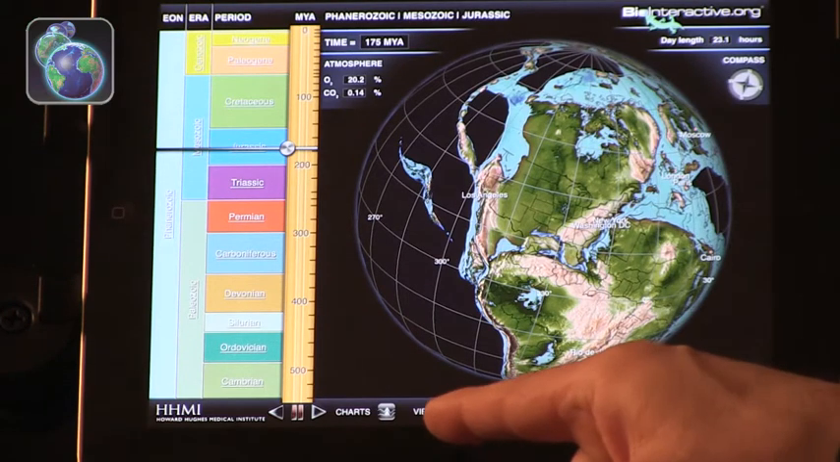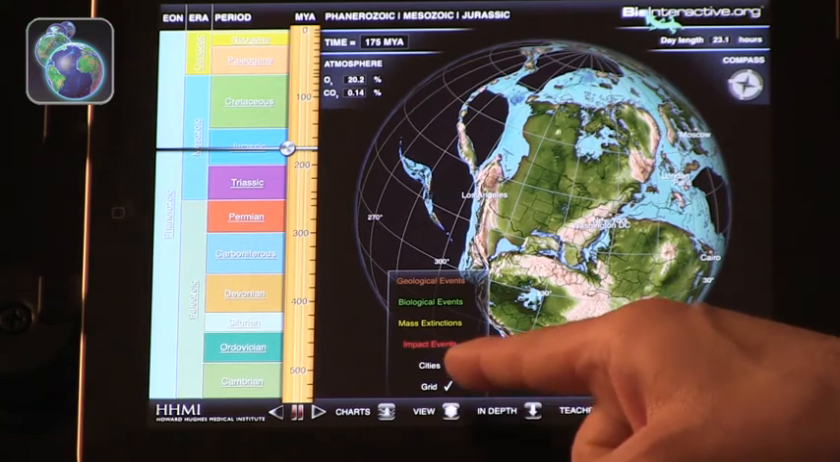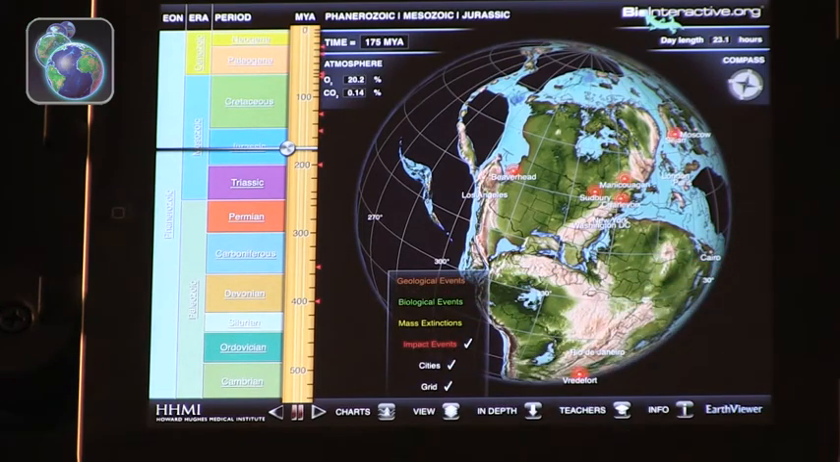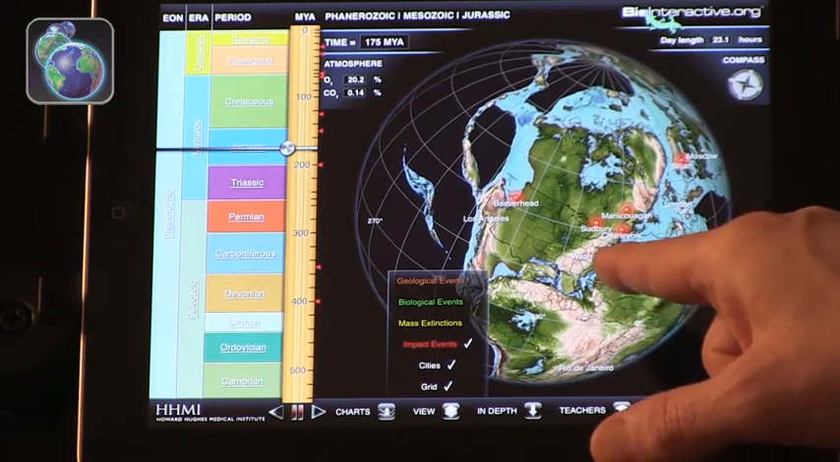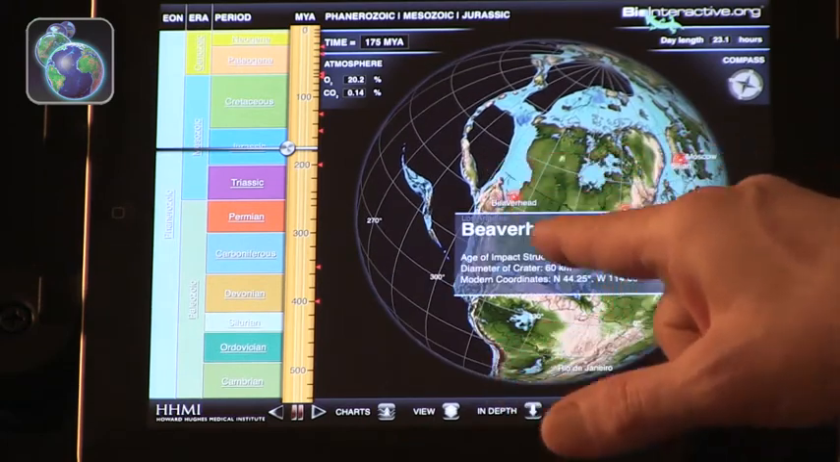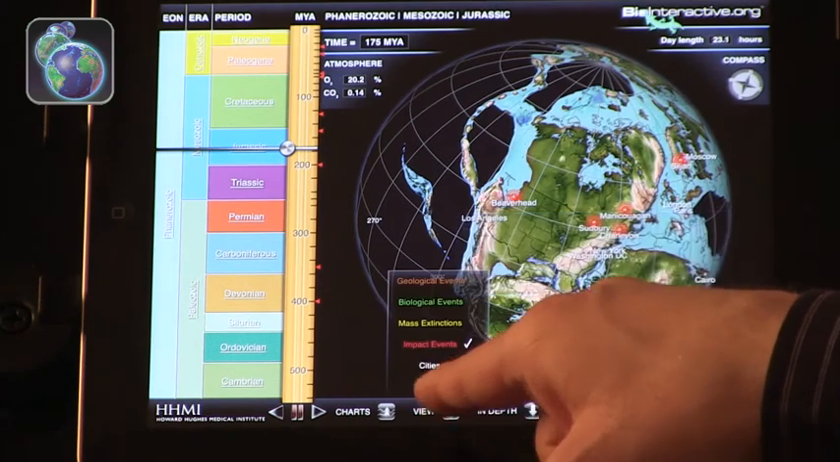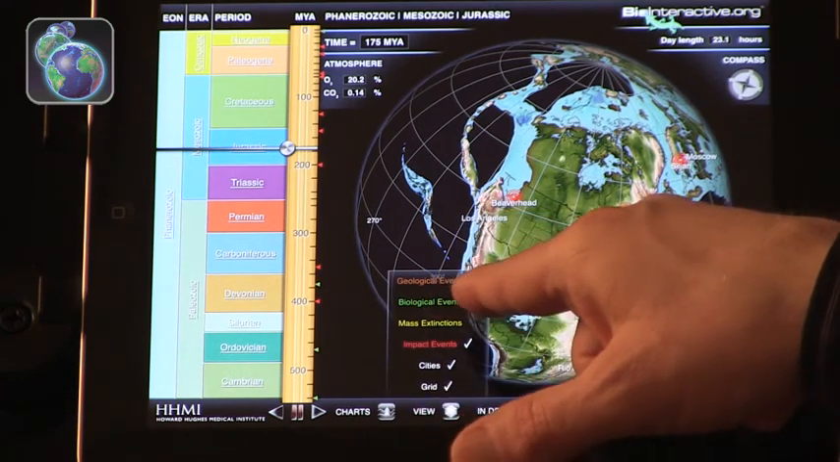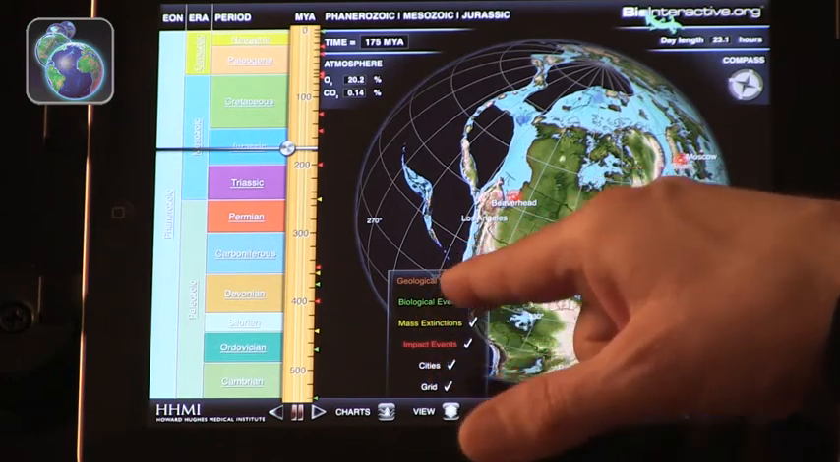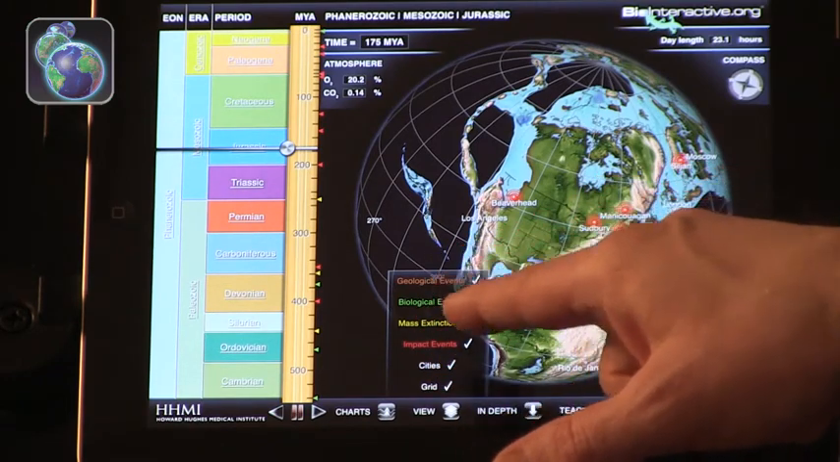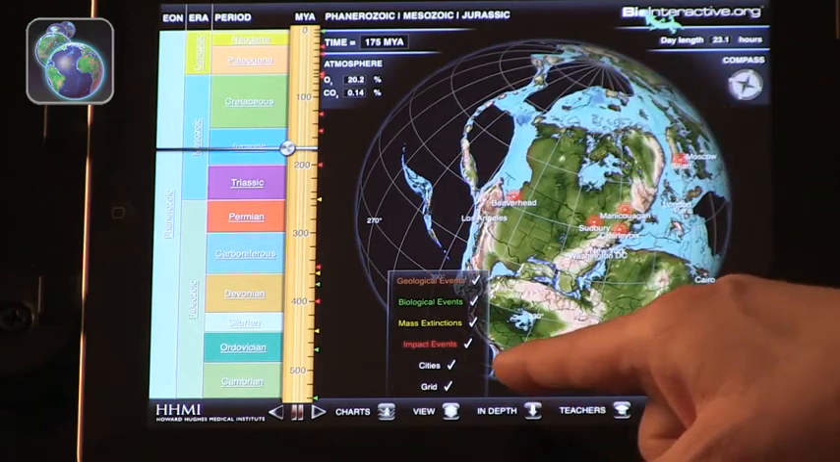is a good way to illustrate that. You can also add different things, so you can add impact events, for example, meteor hits, so you can see where they are in the world, and if you click on them, it'll give you some information about them. You can also add biological events and mass extinctions, for example, the dinosaurs. And so we can have lots of information on this map.